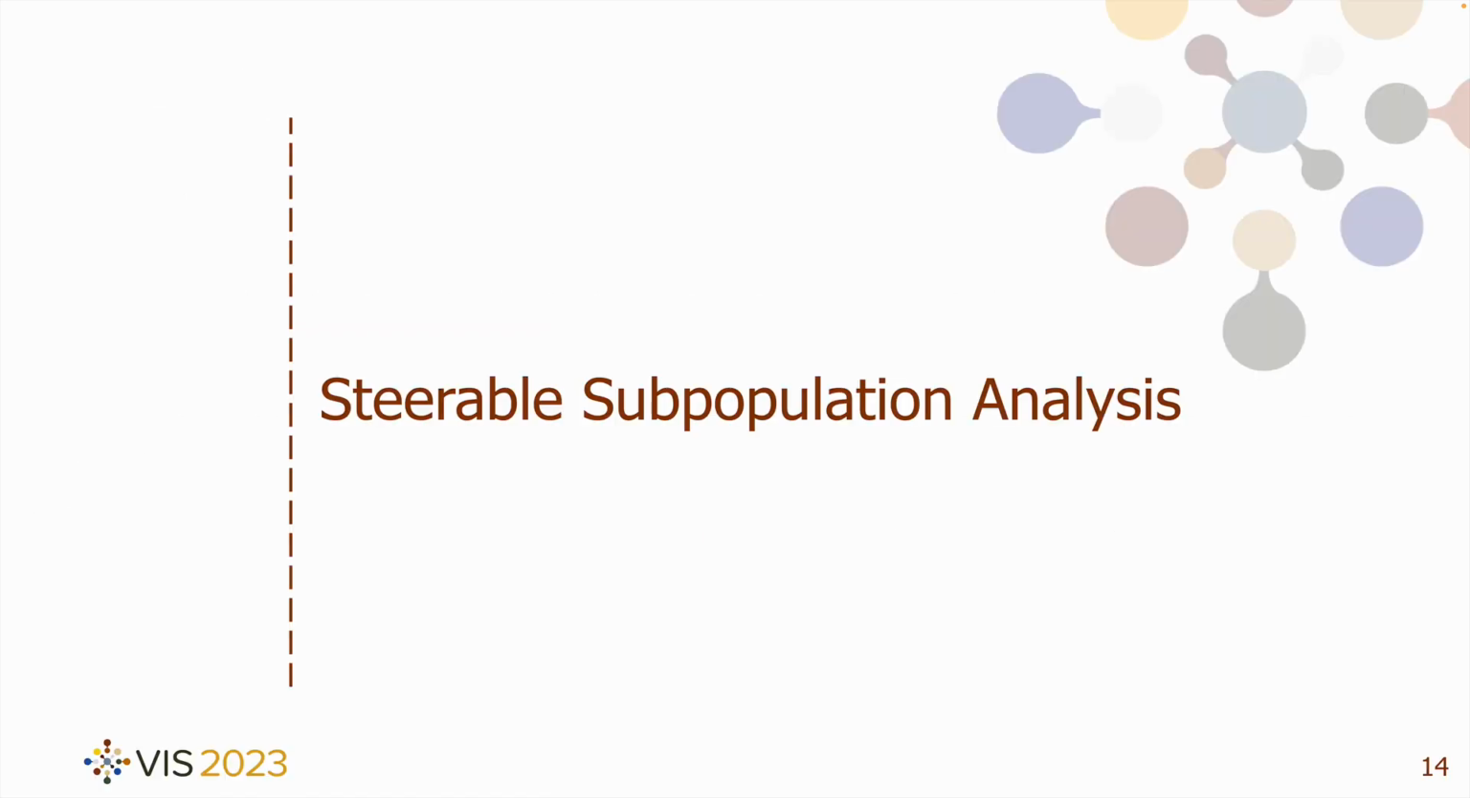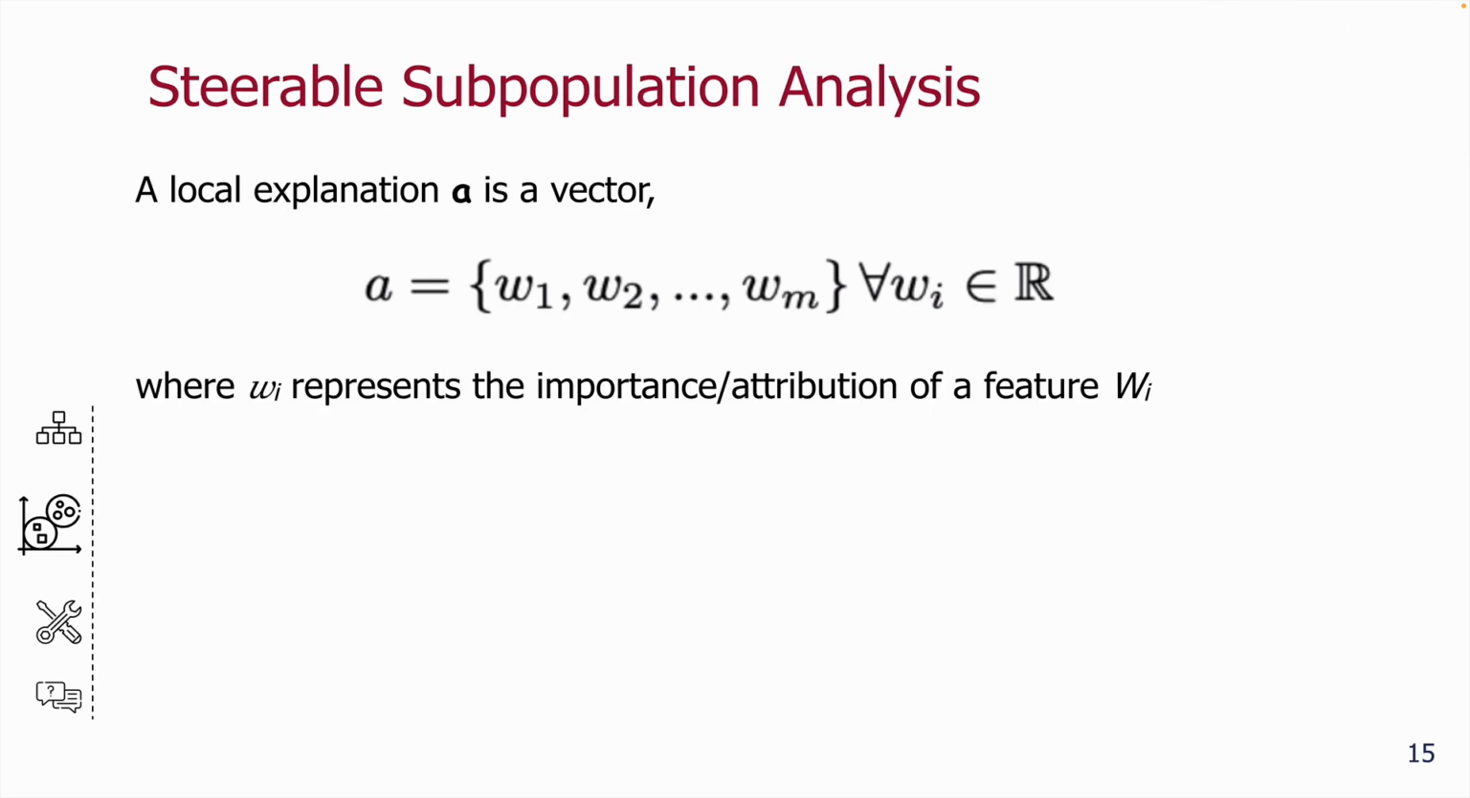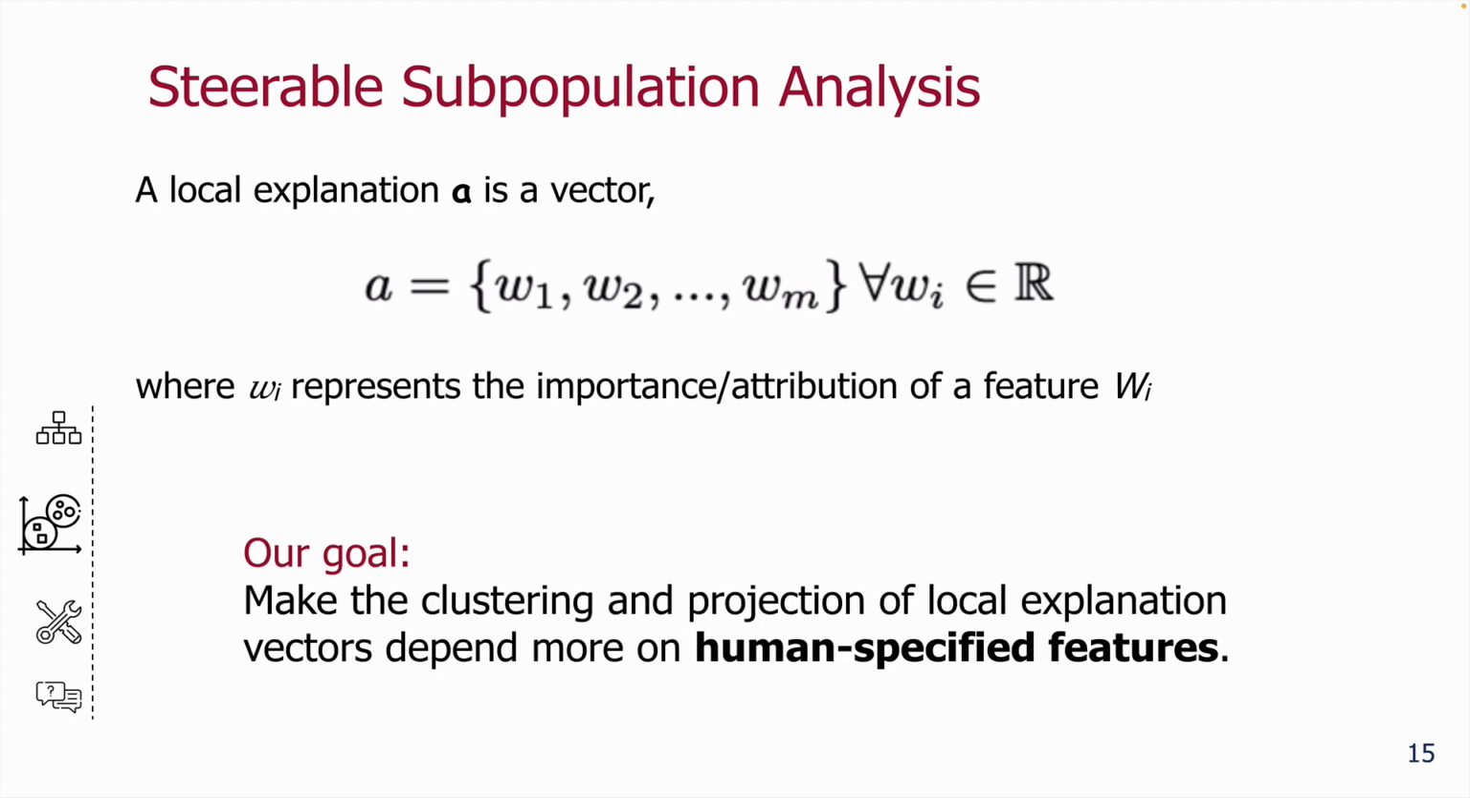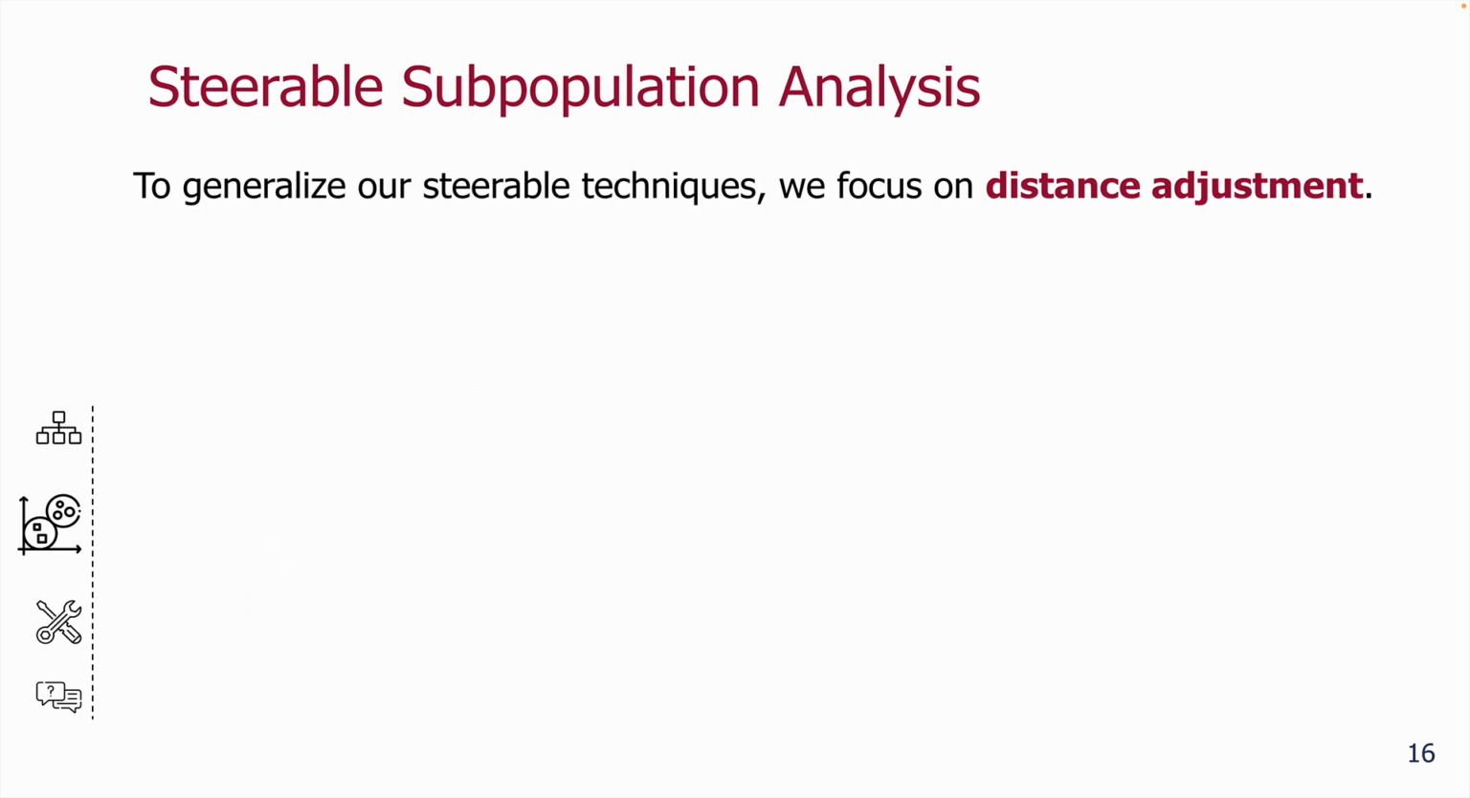To reach these requirements, we need to first support steerable subpopulation analysis, that is, to introduce human input into clustering and projection. Let's first give a formal definition of a local explanation. In this work, we assume a local explanation is a vector, where each dimension represents the attribution of a feature Wi to the specific model output. And to steer the subpopulation analysis by humans, our goal is to make the clustering and projection of local explanations depend more on human-specified features.